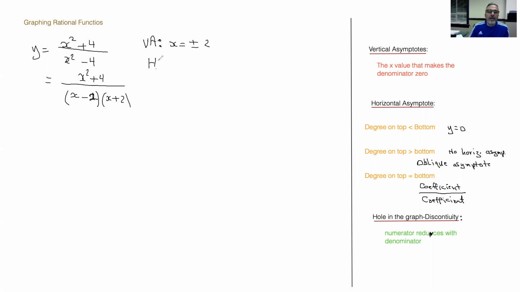Also, my horizontal asymptote, since the degree here is the same as the degree here, is the coefficient on top over the coefficient on the bottom. So that's 1 over 1, which is y equals 1 as your horizontal asymptote. Now, I'm just going to plot everything I know so far. So we have the x-axis, y-axis. Then I'm just going to do a few scales there.